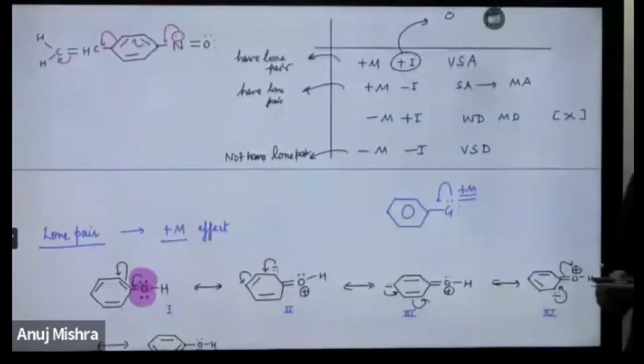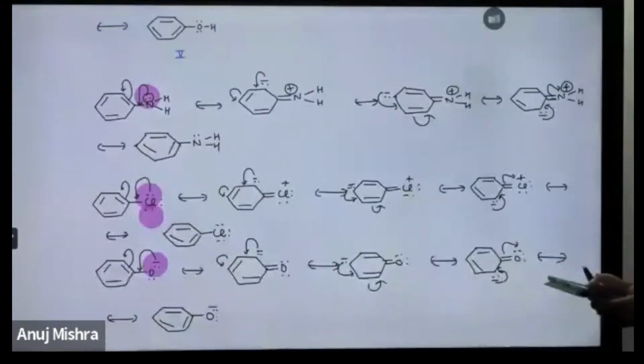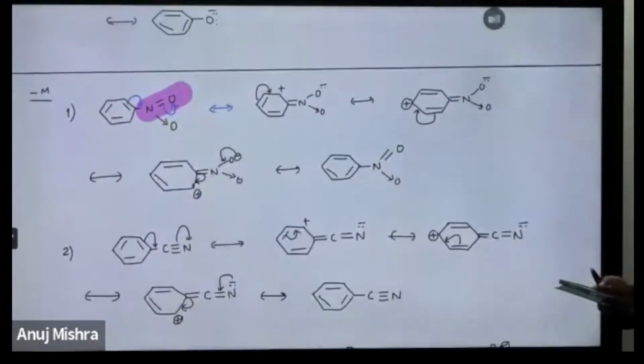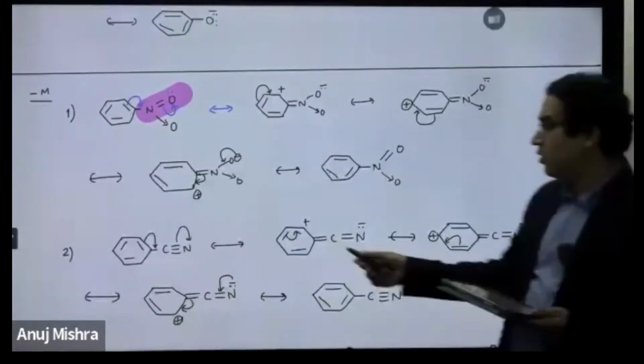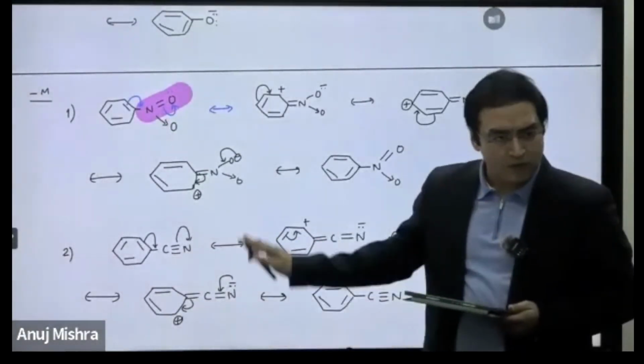Now, this is the lone pair part. This we have already discussed. Let's not go into this. NO2. Can you just practice one structure? Do you want to draw it or do you know this? You know this, all of you?